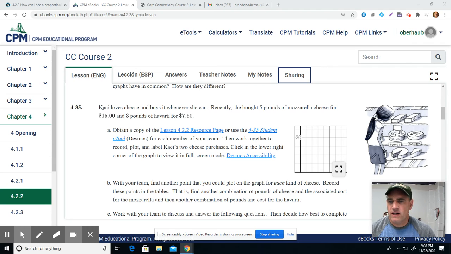All right, question 35. Casey loves cheese and buys it whenever she can. Recently, she bought 5 pounds of mozzarella cheese for $15 and 3 pounds of Havarti cheese for $7.50.